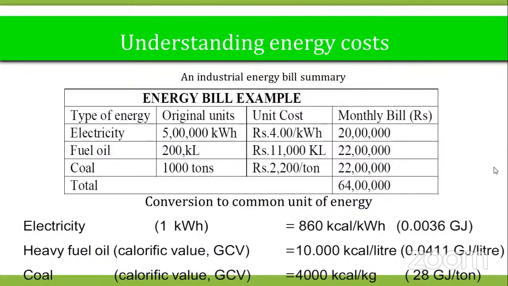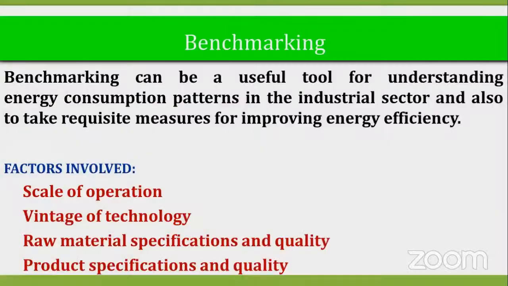So understanding energy cost and the industrial energy bill summary would be looking at this: electricity, fuel oil, or coal. The summarizing point is a sample given. As Sir was talking about, the 1 kilowatt equivalent is the unit. The conversion unit was taken as 1 kilowatt hour equal to 860 kilocalories per kilowatt hour. So that is 0.0036 gigajoules. Heavy fuel oil is 10,000 kilocalories per liter, and coal calorific value GCV is 4,000 kilocalories per kg. So these are all the common standards.